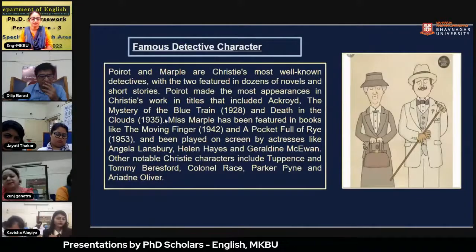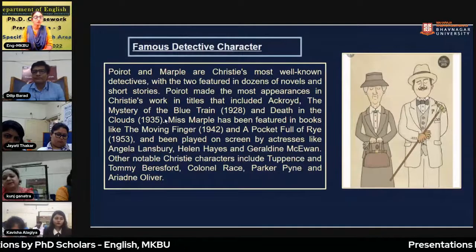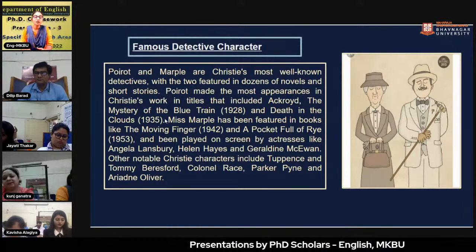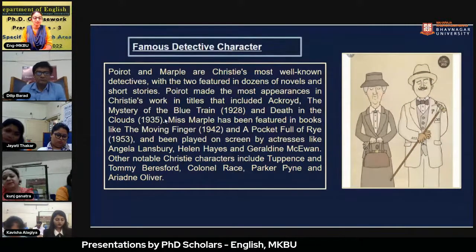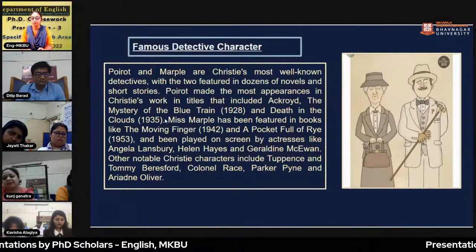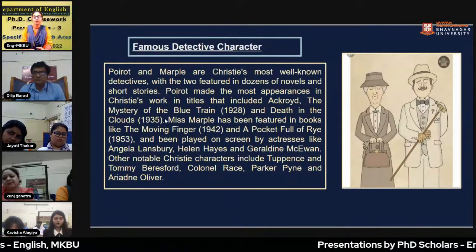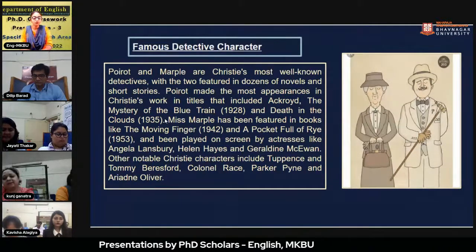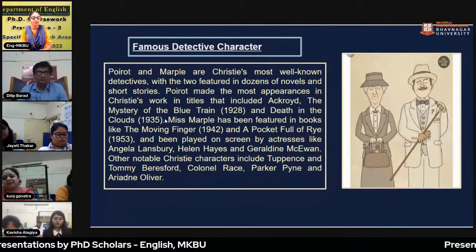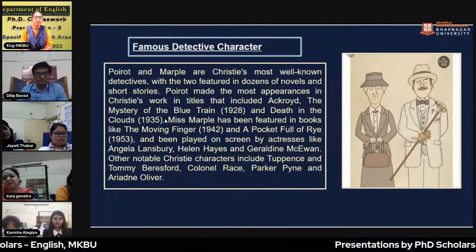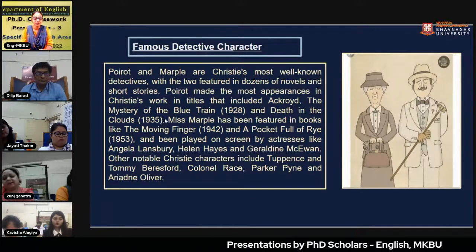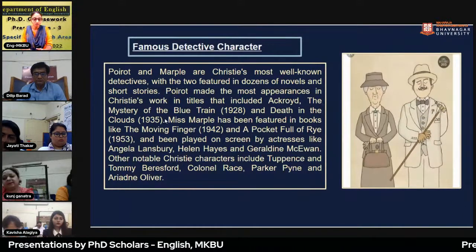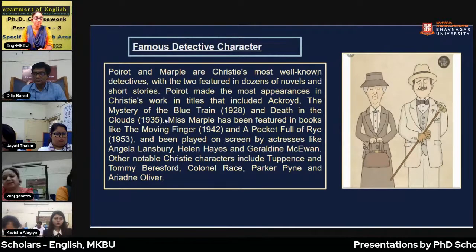Poirot and Marple are Christie's most well-known detectives, with the two featuring in dozens of novels and short stories. Poirot made the most appearances in titles that include The Murder of Roger Ackroyd, The Mystery of the Blue Train, and Death in the Clouds. Miss Marple has been featured in books like The Moving Finger and A Pocket Full of Rye, and been played on screen by actresses like Angela Lansbury, Helen Hayes, and Geraldine McEwan. Other notable Christie characters include Tuppence and Tommy Beresford, Colonel Race, Parker Pyne, and Ariadne Oliver.